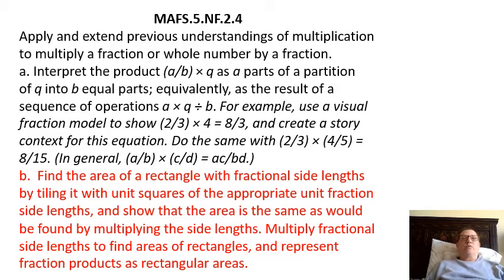Now, this is a standard we're working with, which is MAFS 5 NF24, and it has a rather long wording of it, but we're worried more about B, the section B, 24B, and that says find the area of rectangle with fractional side lengths by tiling it. Okay, so that's in fifth grade, real simple terminology. We're going to use mixed numbers and whole numbers to multiply against each other to find the area, and we're going to be using what's called tiling.